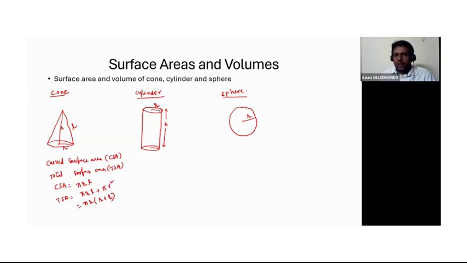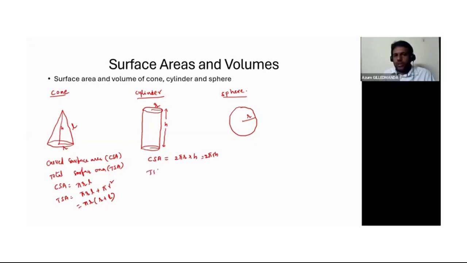Now here in a cylinder, what is the CSA? The curved surface area is this portion, right? This portion. So what is the shape of this? It is still circular. Sorry, the perimeter of this is 2 pi r, as it is in a circular shape. So 2 pi r into how much length it is? H, right? So 2 pi r h. The curved surface area of a cylinder is 2 pi r h.